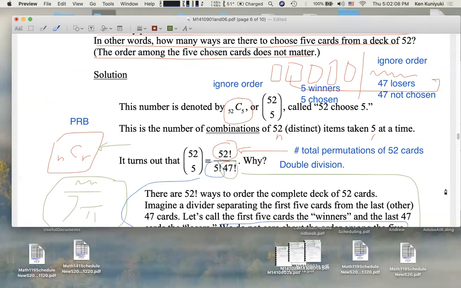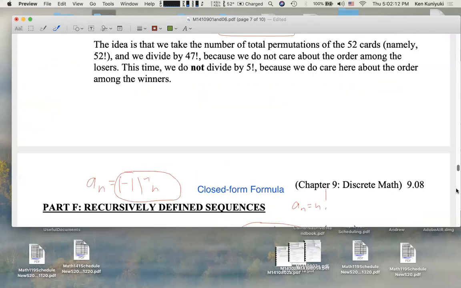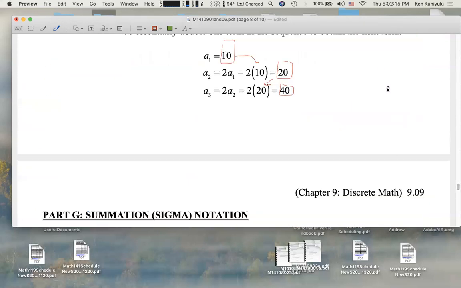It's very, very awful. Okay, next time, summation or sigma notation.